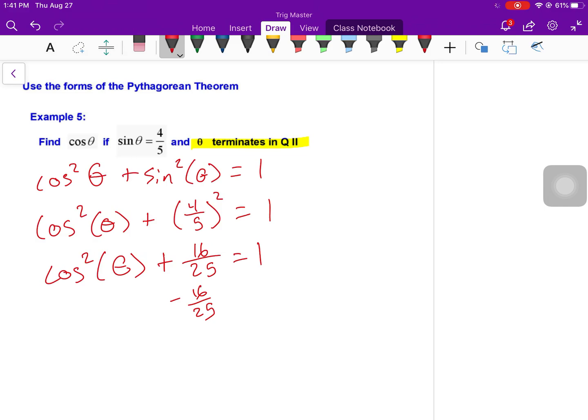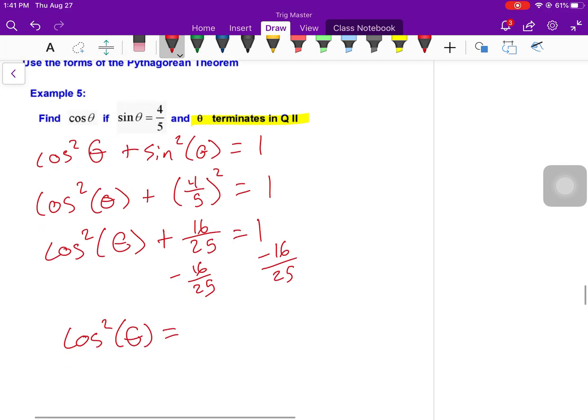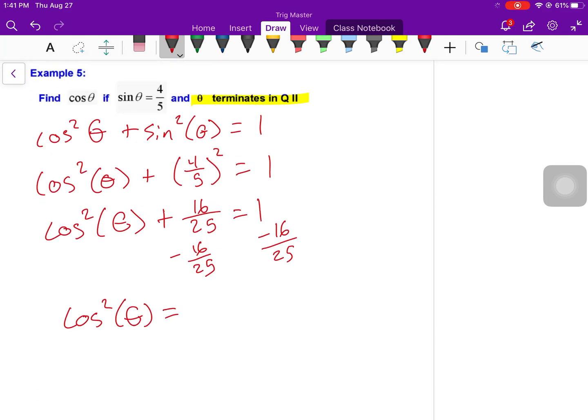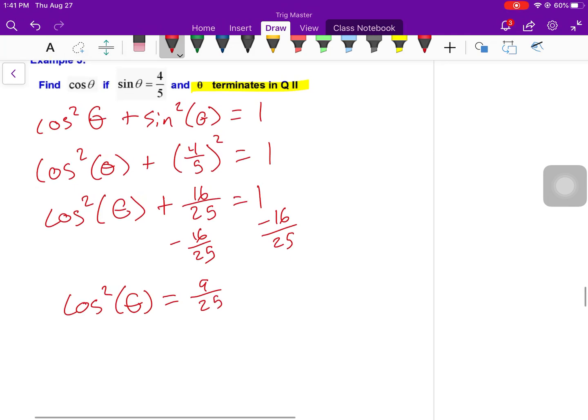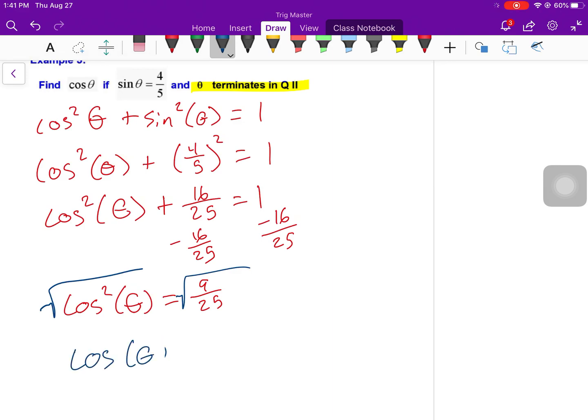Subtract 16 over 25 from both sides. I've got cosine squared of theta equals, well, 1 is 25 over 25, so I've got 9/25. Now to figure out what cosine is, I take the square root of both sides. So I've got cosine of theta equals plus or minus. There are 2 possible answers. The square root of 9 is 3. The square root of 25 is 5. So that one's pretty nice. So I've got 2 answers.